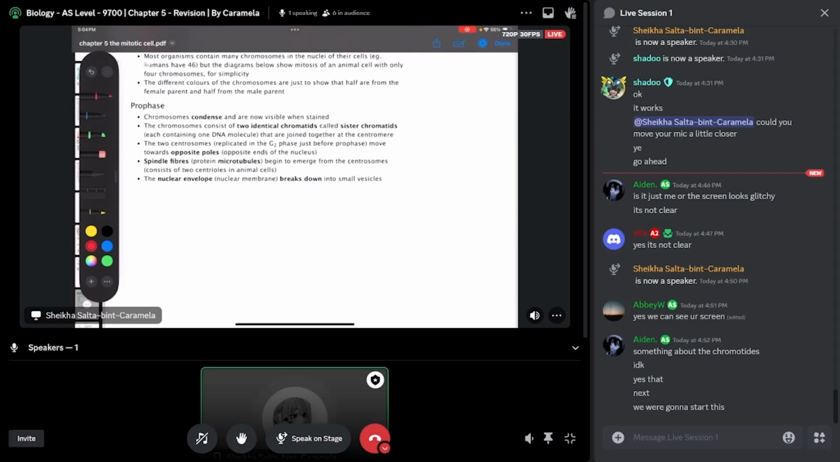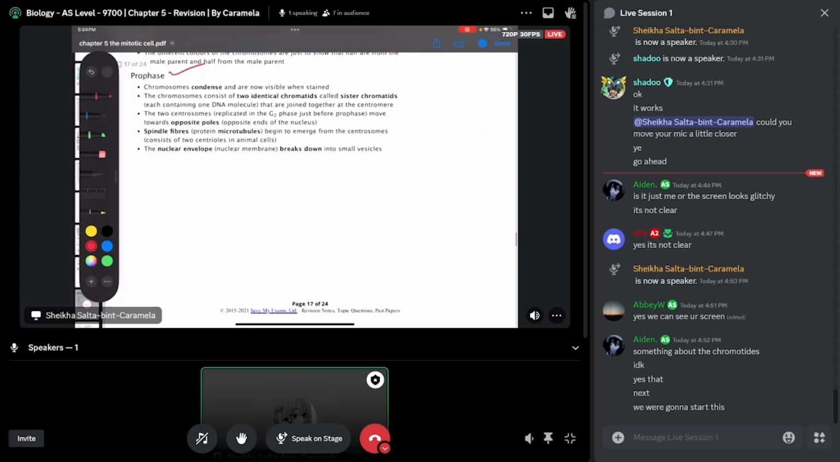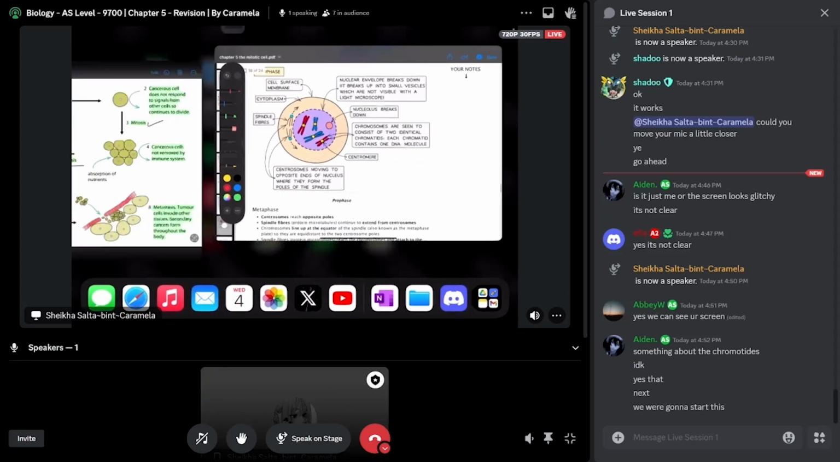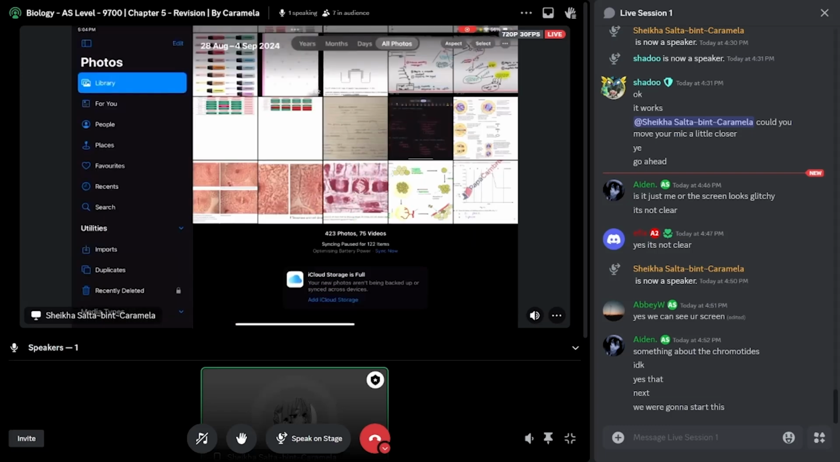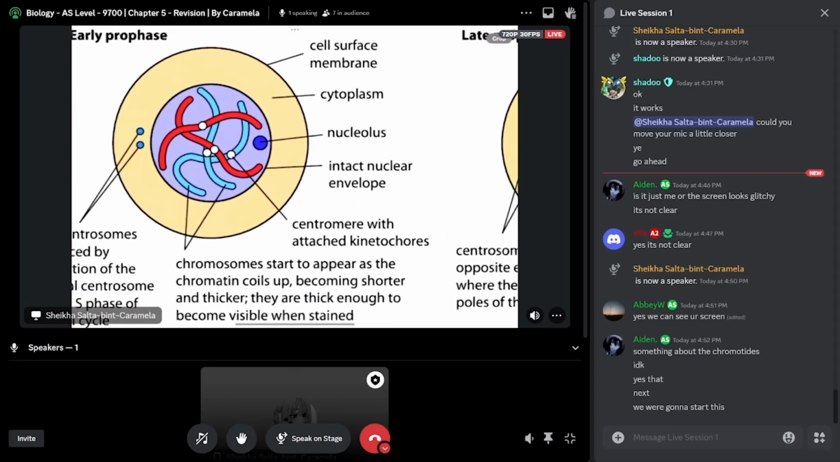So first we have prophase. Prophase is divided into early and late prophase. I have a diagram for this myself. I'll just pull that up. One second. Right here.